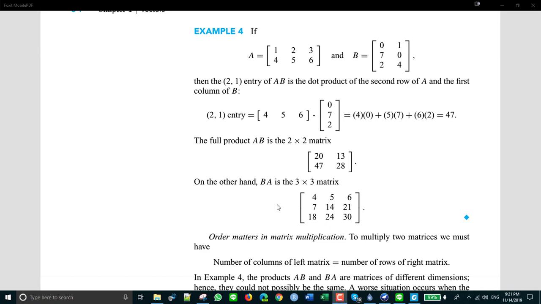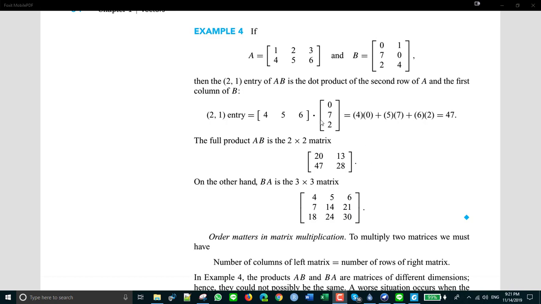Now if we look at the reverse, that is B times A, then the result is not a 2 by 2, but a 3 by 3. And we get completely different entries here.